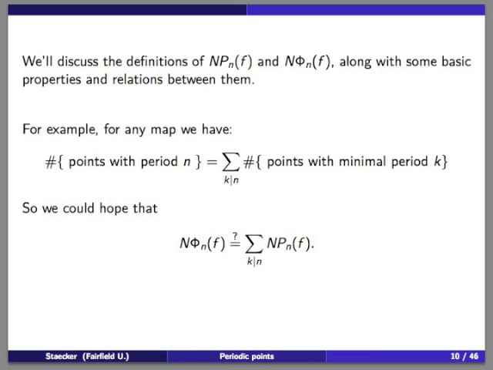We could hope, perhaps, that we have something like this: the Nielsen NΦ(n), which is meant to count all points of period n, perhaps is equal to the sum of the NP(k) over all divisors k of n. Sorry about that. Such a summation formula is true for some nice spaces. It's not always true though, and we'll talk a little bit about that.